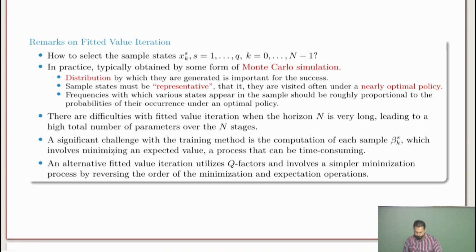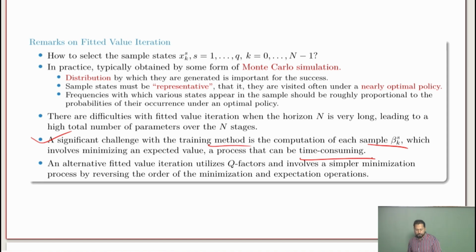To conclude, there is a significant challenge with the training data when computing the sample's beta at stage k, which involves minimizing an expected value. You are supposed to minimize the expectation of something, but to estimate the expectation, you don't know the distribution anyway. It's not like someone told you this is Bernoulli, this is binomial, so you know the expectation. It's not given to you. These are just collected, and then you have to go for the sample mean. Sample mean needs samples, so that is time consuming. You have to collect a lot of samples to be sure that this is a good estimate of the expectation term.